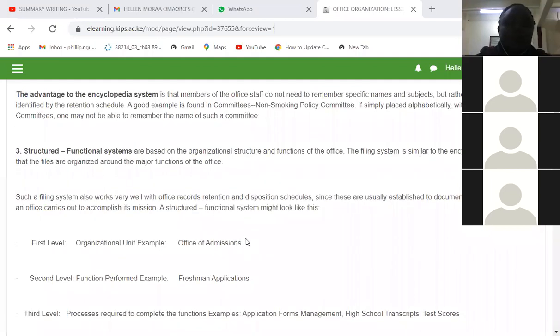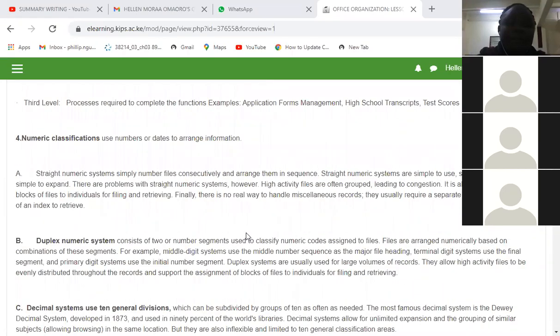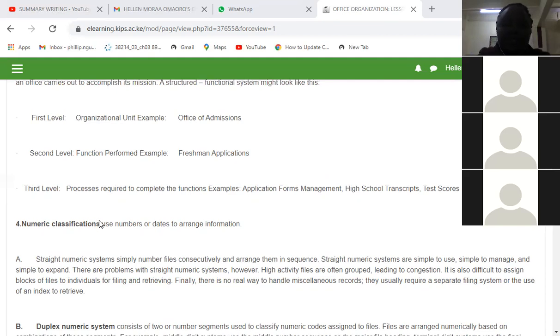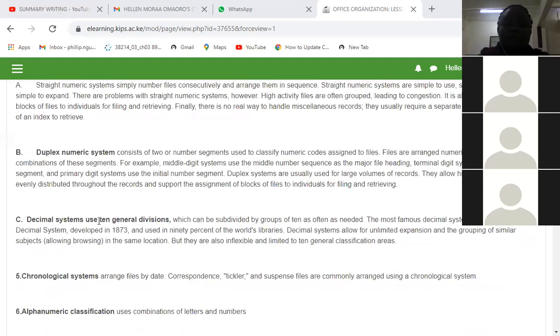Okay, another one. Another system for filing? Numeric classification. The term numeric means what? Numbers. Use of numbers. Just numbers, use of numbers. Yes. So numeric also can be divided into various categories because you are using numbers.